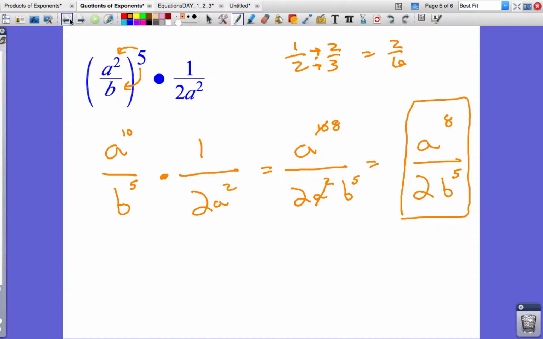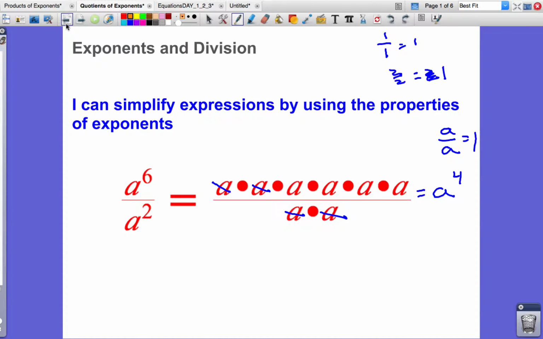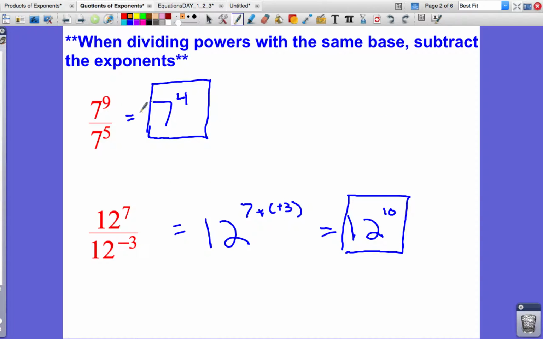Okay, so just a quick recap. If we're dividing numbers with exponents that have the same base, all we're really doing is just subtracting them. Because if we expanded it out, these cancel each other out, so we're just subtracting the numbers, and that's going to give us our new exponent. So 7 to the ninth over 7 to the fifth, 9 minus 5 is just 4, so it becomes 7 to the fourth power.